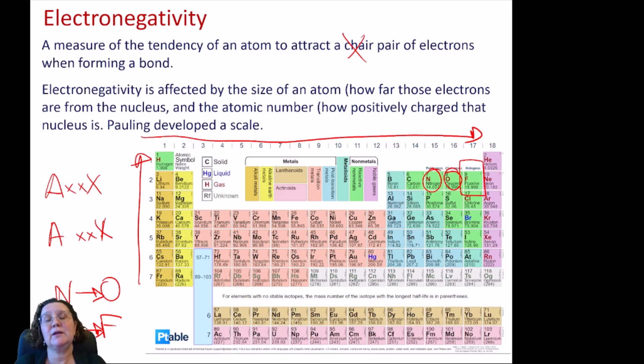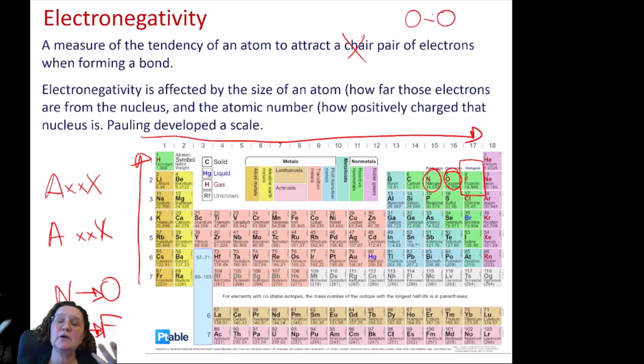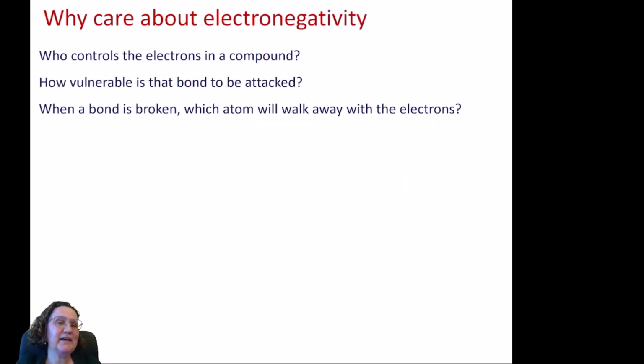And then you have sometimes, for example, a compound in which all the atoms are the same. Well, if you have, for example, an atom of oxygen attached to another atom of oxygen, then they both have the same strength. So none of them is a winner when attracting those electrons. So why care about electronegativity? Well, because in chemistry we're all about electrons, about making bonds and breaking bonds, it tells us who controls electrons in a compound.